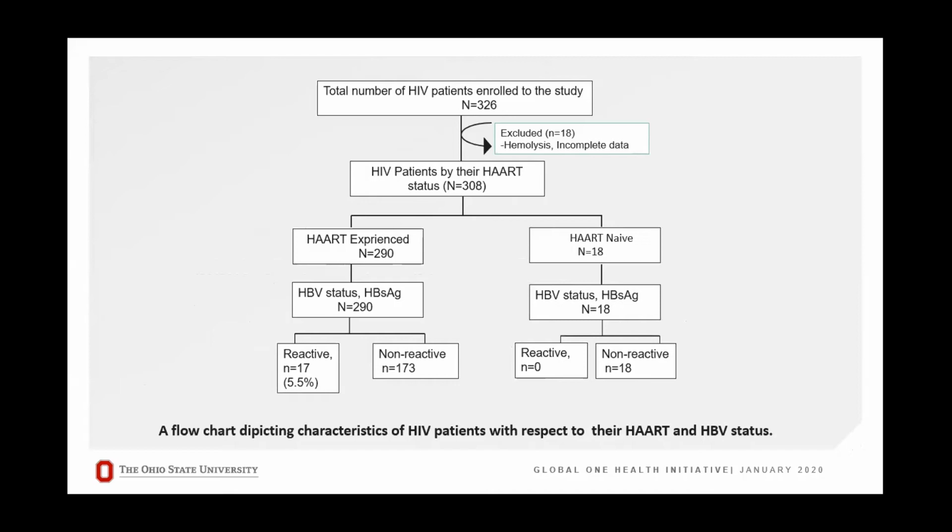So we considered the cohort of HIV patients, 326 in total, and we excluded 18 of these due to hemolysis and incomplete data. When we dichotomize them based on their HAART status, 290 of them were on HAART, while 18 were HAART naive. We screened these HIV patients for Hepatitis B surface antigen by ELISA, and none of the HAART naive group had reactive results, while 17 out of the 290 patients had reactive results for Hepatitis B surface antigen, which gives 5.5% Hepatitis B virus surface antigen positivity. And this figure is in the range of the previous studies reported, from 3% to 5.9% prevalence.